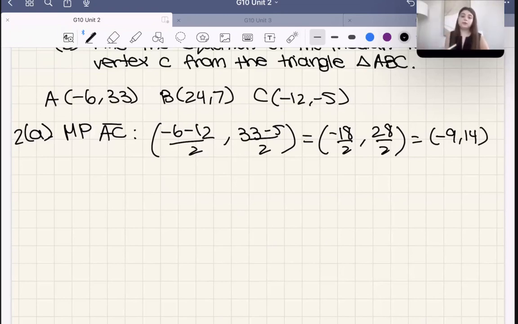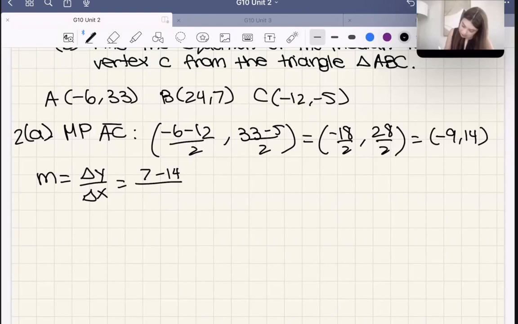There's our midpoint. Okay, so that's step 1 already done. Step 2 is to find the slope from point B to this midpoint. Okay, so let's find the slope. The slope is going to be delta y over delta x, which is going to be, let's see, on the top, we're going to have 7 minus 14. And on the bottom, we're going to have 24 minus negative 9.